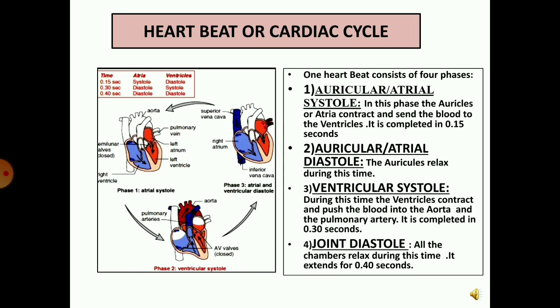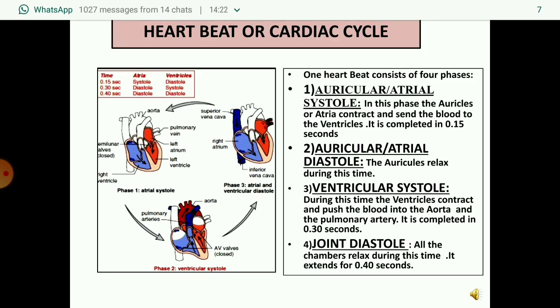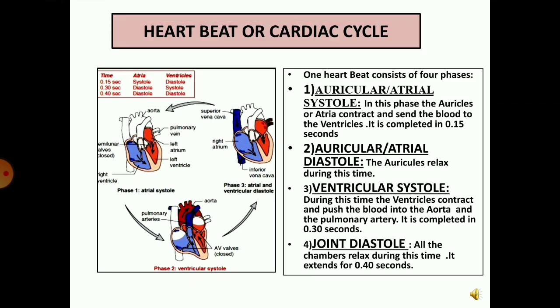As soon as it contracts, it starts relaxing. This is known as auricular diastole. Immediately, the ventricular systole starts. During this time, the ventricles contract and push the blood into the aorta and the pulmonary artery respectively. It is completed in 0.30 seconds. After that, all the 4 chambers of the heart relax for 0.4 seconds. This is known as joint diastole.